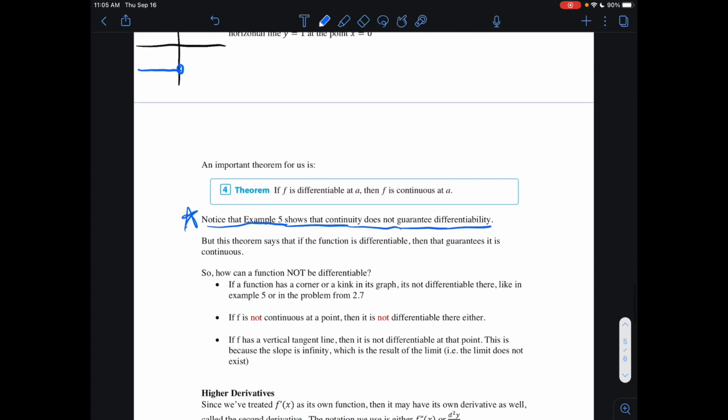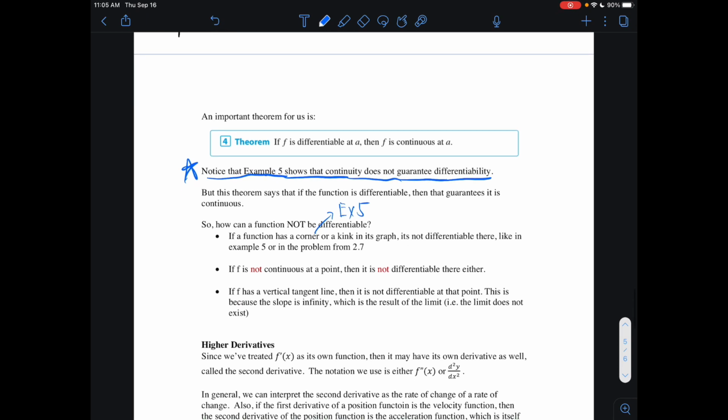So how can a function not be differentiable? Here's some examples. First, if a function has a corner or a kink in its graph, that's like what we saw in example 5, that's a corner, then it is not differentiable at those corners. If f is not continuous at a point, then that will say that it's not differentiable there. And then finally, if f has a vertical tangent line, then it is not differentiable at that point.